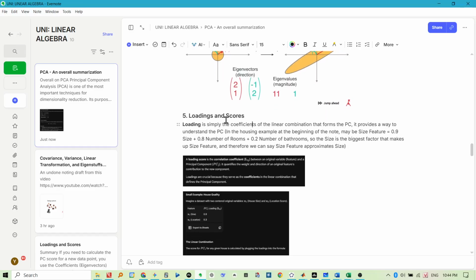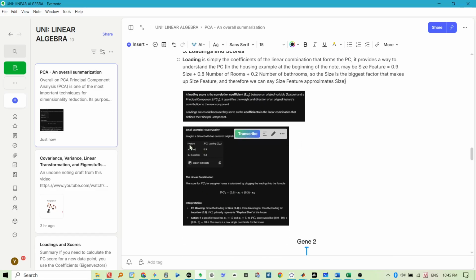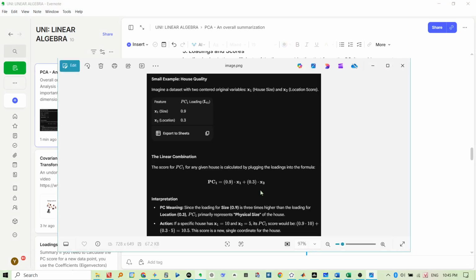Loadings and scores. Loading is simply the coefficients of the linear combination that forms a PC, and it provides a way to understand the PC. We explained loading on the surface level at the beginning of our talk, so I'll repeat it here: how you can calculate loading, and here is the linear combination right here.